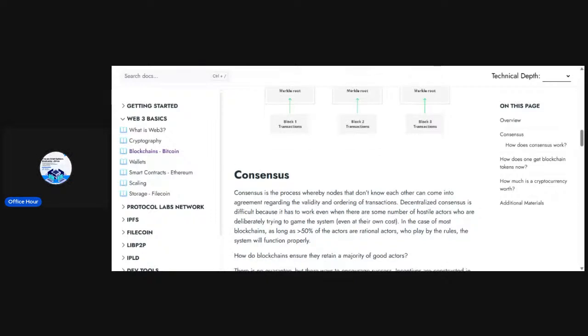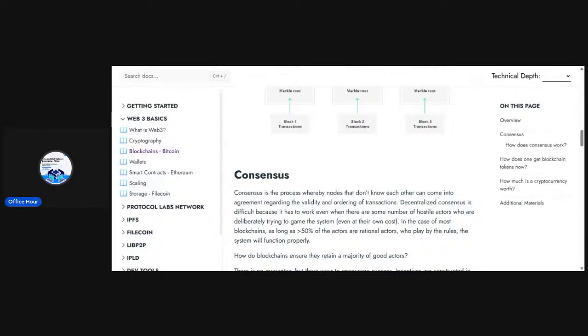So consensus. Consensus is the process whereby nodes that don't know each other can come into agreement regarding the validity or ordering of transactions. So for anything to be changed, these nodes must agree, or for anything to be added, these nodes must agree. Decentralized consensus is difficult because it has to work even when there are some number of hostile actors who are deliberately trying to game the system, even at their own cost.